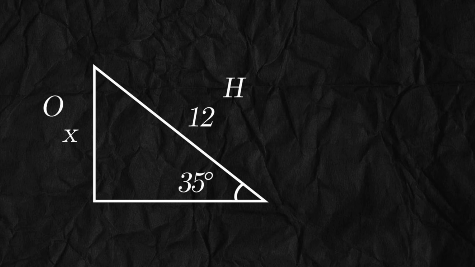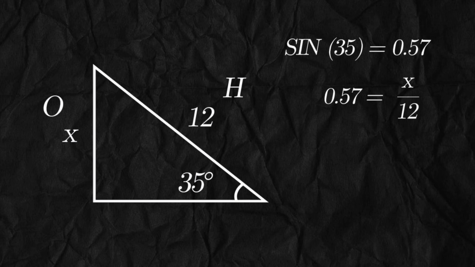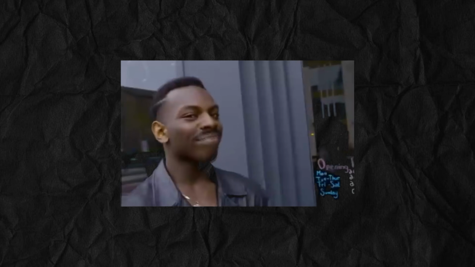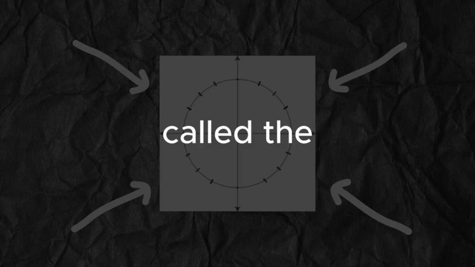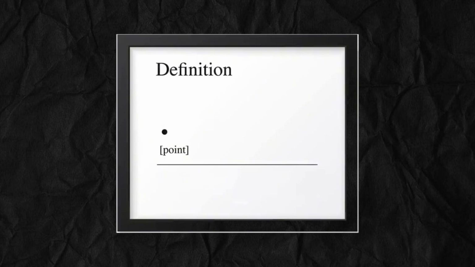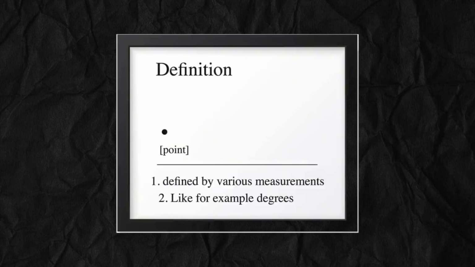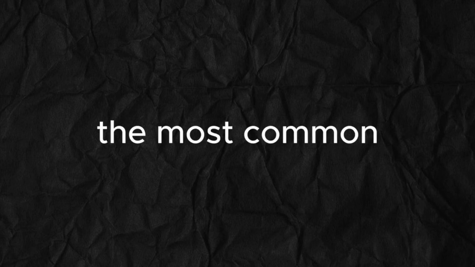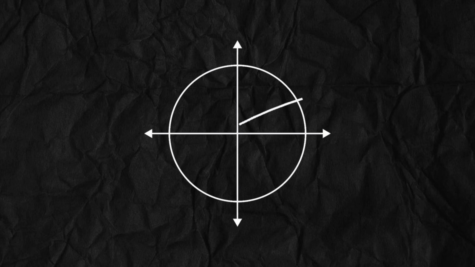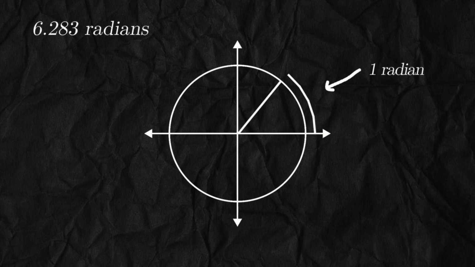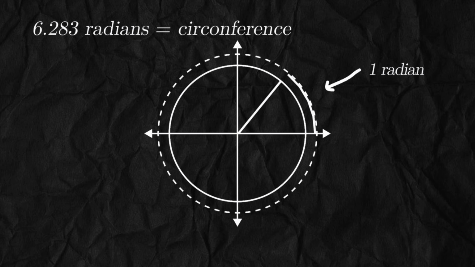Imagine a triangle with these values. By using the sin function and then calculating it as an equation, we can then find the value for x, which equals 6.88. The other key thing to remember is this little circle divided into 4 quadrants with 12 points called the unit circle. The points in the circle are defined by various measurements, like for example degrees. But the most common measurement, however, is radians, which basically is the radius of the circle stretched out over its side, creating an arc.